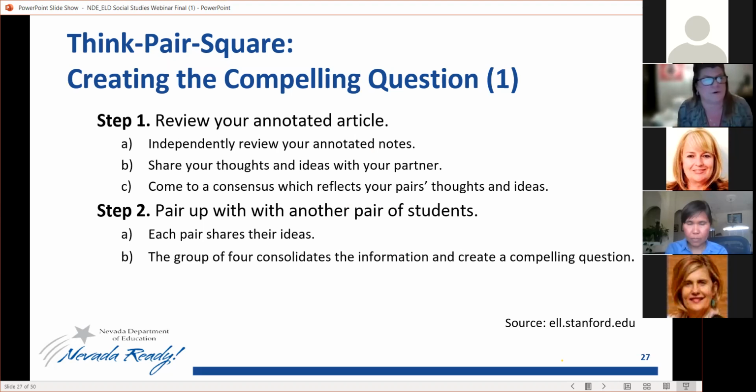Once you are done with your annotated article or sharing videos, you can move on to a think, pair, square, which is the same concept as an ink, pair, share, but this time, instead of exchanging information with one student to one student, you're going to grab another pair, and so your pair becomes 4. So that's why it's a square. You will review your annotated article independently, review your notes, share your thoughts and ideas with your partner, and then reflect on those. Once you've reflected on your annotated notes, you will then pair up with the other partner and share your information, and then you will start working on your first compelling question.